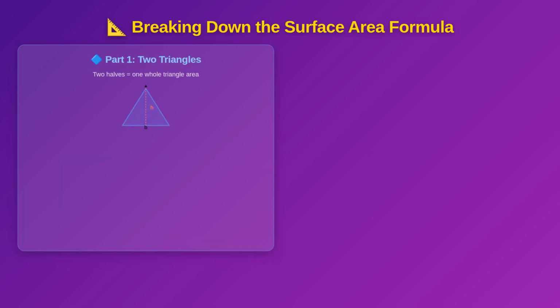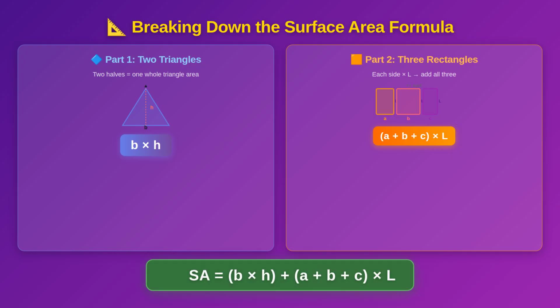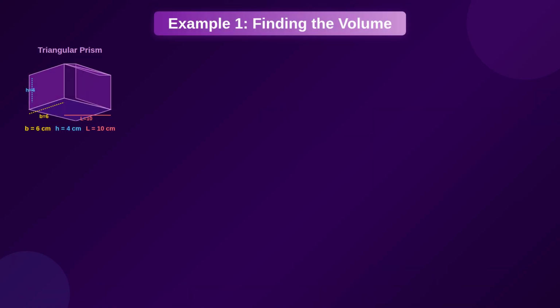Let's make this super clear. The surface area has 2 parts. Part 1, the 2 triangular bases. Their combined area is just b times h, because 2 halves make a whole. Part 2, the 3 rectangular side faces. Each rectangle has a width equal to one side of the triangle and a height equal to L, the length of the prism. So you add up all 3 sides of the triangle, that's the perimeter, and multiply by L. Add both parts together, and you've got your total surface area. Maya's starting to see it now.